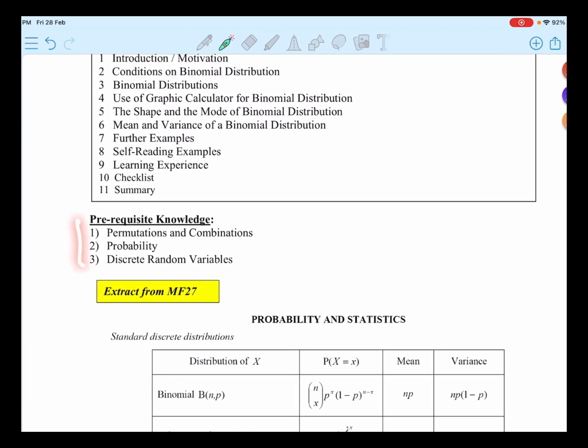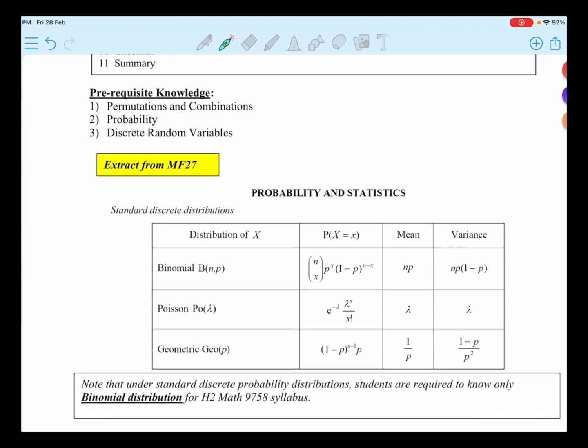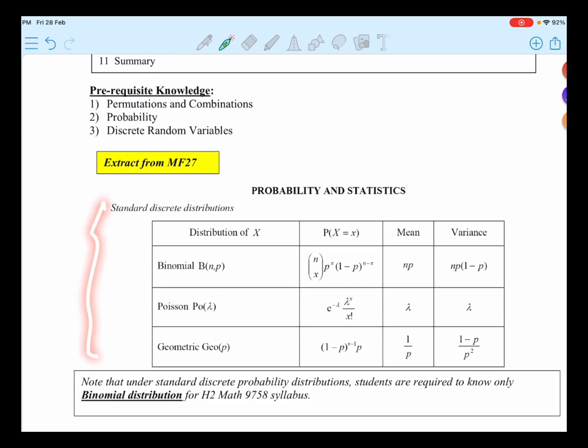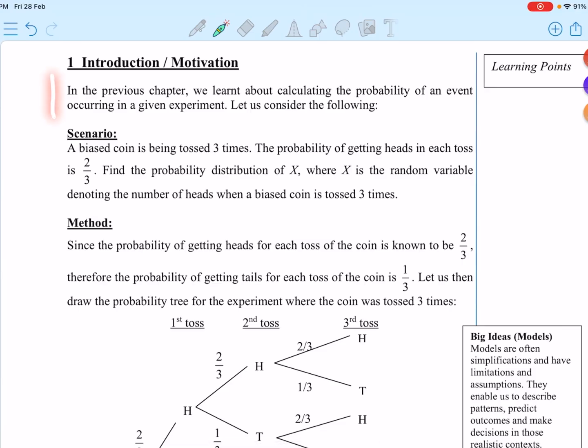You need the following topics for you to be able to proceed with binomial distribution. These are some examples of discrete distributions. We have binomial, we have Poisson, we have geometric. But for your syllabus, we are focusing on binomial distribution. In the previous chapter, we learned about calculating the probability of an event occurring in a given experiment.